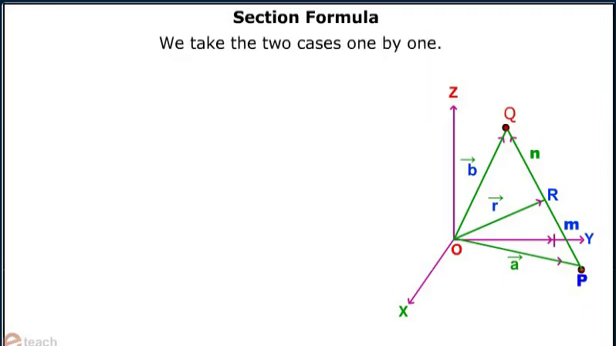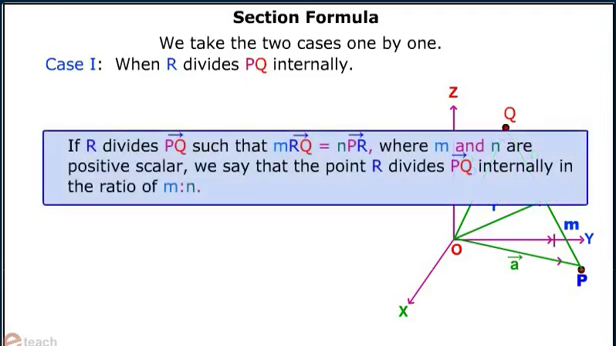Now we have 2 cases. Let us take each case one by one. When R divides PQ internally: if R divides PQ internally, then m times RQ vector equals n times PR vector, where m and n are positive scalars. We say that R divides PQ internally in the ratio of m:n.